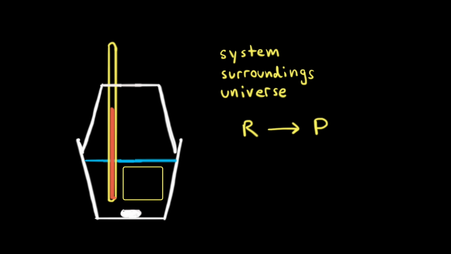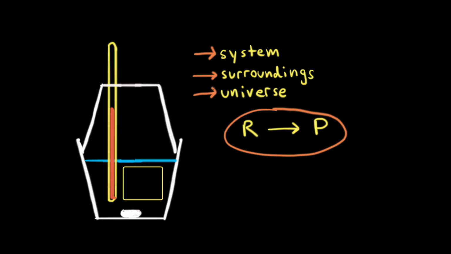Next, let's think about calorimetry for a chemical reaction. Before we do that, let's review some terms for thermodynamics. The system is the part of the universe that we are studying. In the case of a chemical reaction, the reactants and the products make up the system. The surroundings are everything else, which would include the water in the calorimeter, the coffee cup itself, the thermometer, the environment outside. And finally, the universe would be the system plus the surroundings.